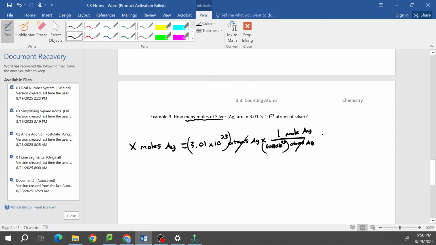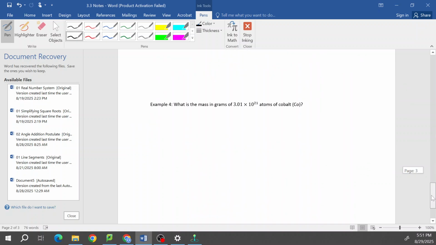When you plug this into your calculator, always remember to put both of these in parentheses so that way they all stick together. Okay, they're all one thing. So what I would plug into my calculator would be 3.01 times 10 to the 23 divided by 6.022 times 10 to the 23. And when you divide this out, I think you get 1/2. Okay, should come out to be about 1/2. Like 1/2 moles, I guess. Okay, let's try one more.